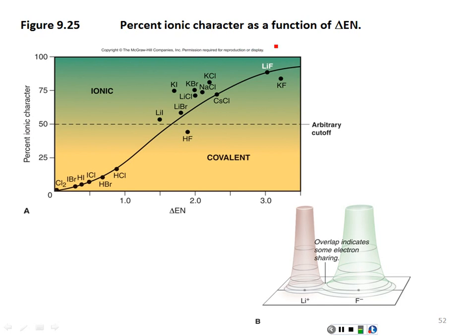I remember when we were talking about covalent bonds, we showed an electron distribution plot. If you remember, for I believe it was H2, we saw that the saddle was really high, indicating that there was a great deal of electron sharing between the two nuclei. In this case, the saddle's much lower, but there is a little bit of overlap between the two, and that indicates that there is really some electron sharing occurring, even in a compound like lithium fluoride.